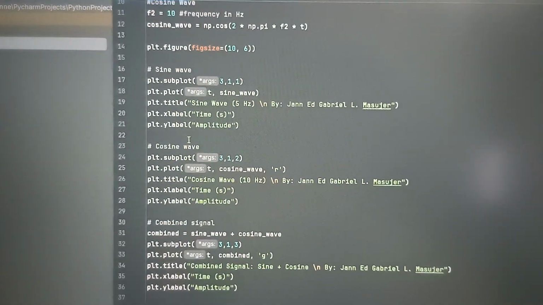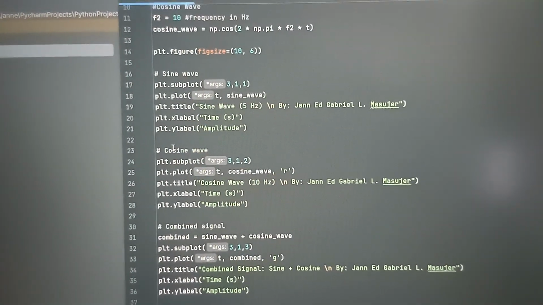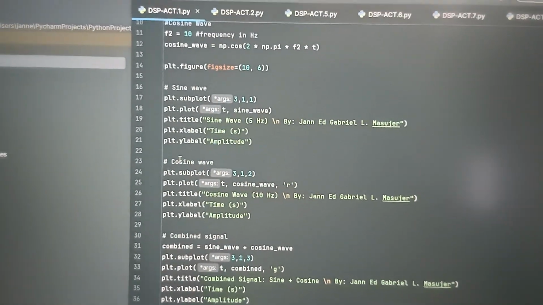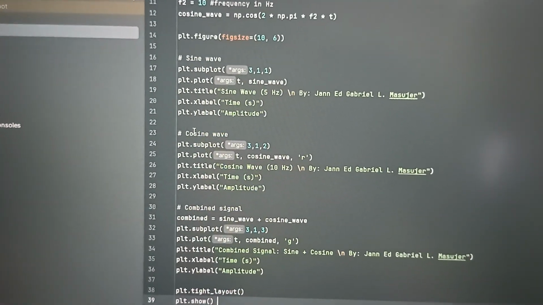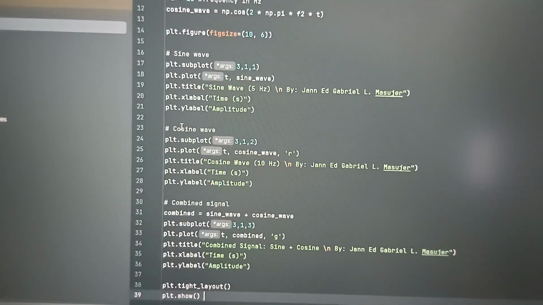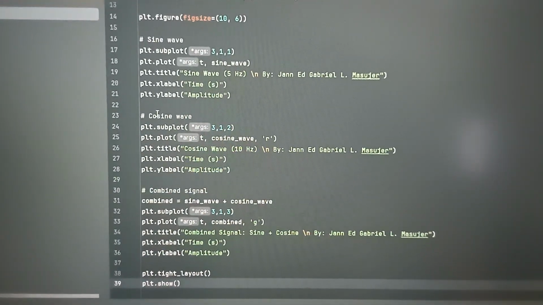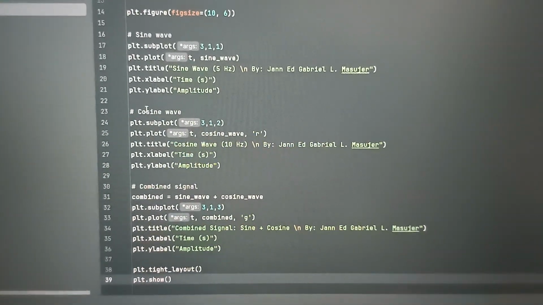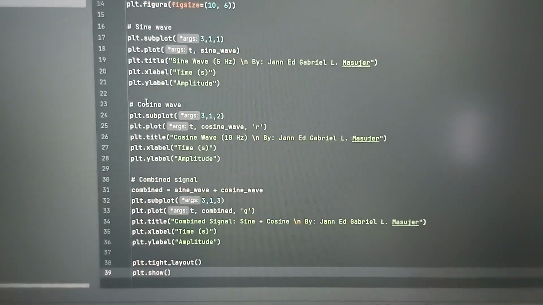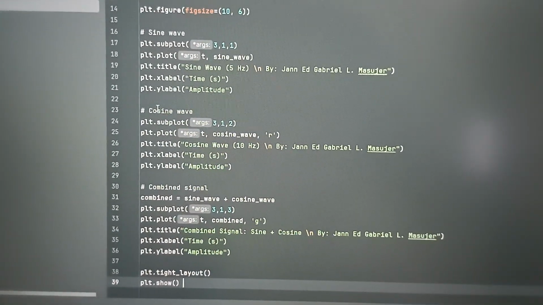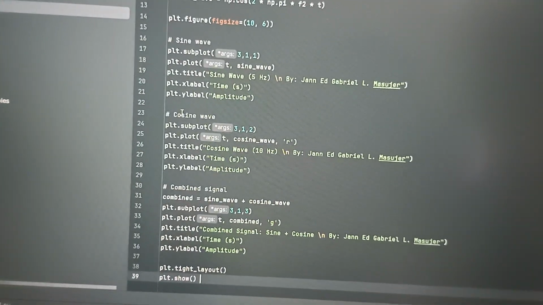Here are the other codes, the plt lines from code line 17 to 21. For code line 17, plt.subplot divides the figure into 3 rows and 1 column of subplots and selects the first one for the sine wave. plt.plot, which has the time and sine wave inside the parentheses, plots the amplitude versus time. The title, xlabel, and ylabel label the graph for clarity. And the \n in the title inserts a line break, neatly adding your name, which is my name, the author of the code, for personalization. The first graph visually shows the 5 Hz sine wave oscillates smoothly 5 times per second.